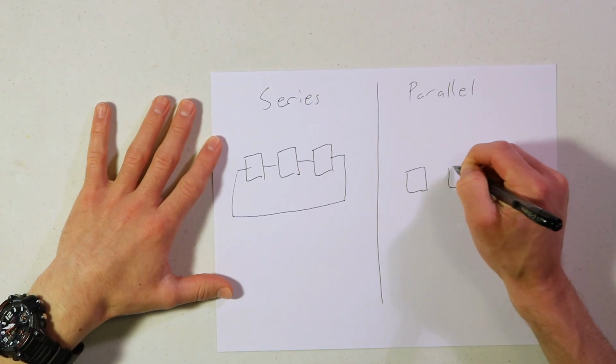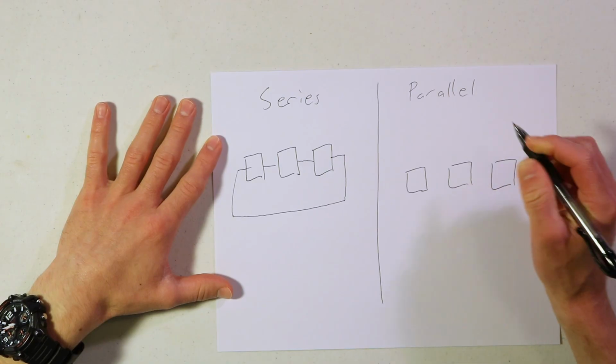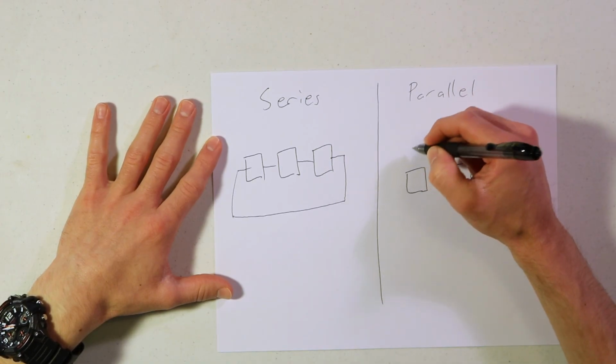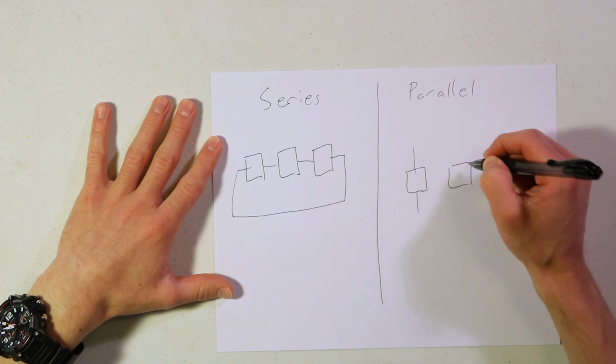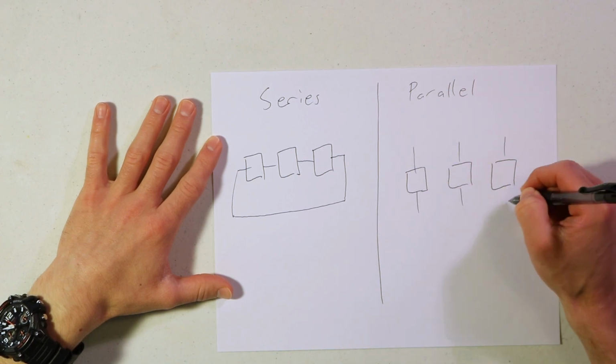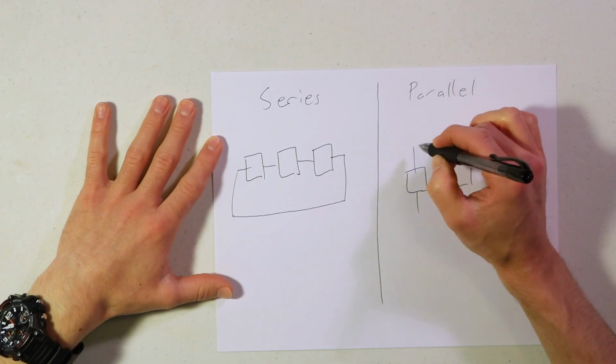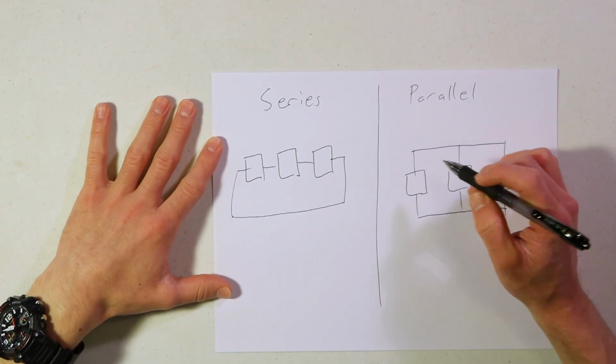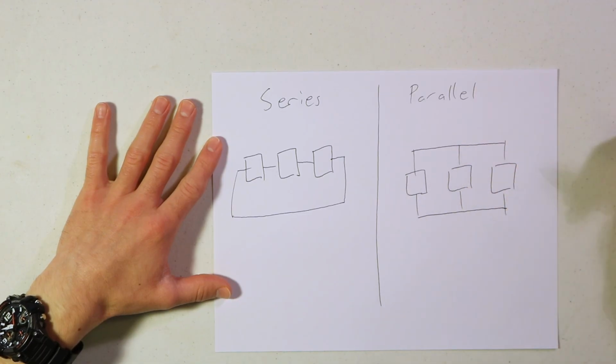So we might draw again our three components, and then instead of connecting them in series, one to the other, we're going to connect them in parallel. So if you just think about it here, we've got now parallel lines going through each one, and then we connect them top and bottom, so now each one is in parallel to each other. And that's all we mean by parallel.